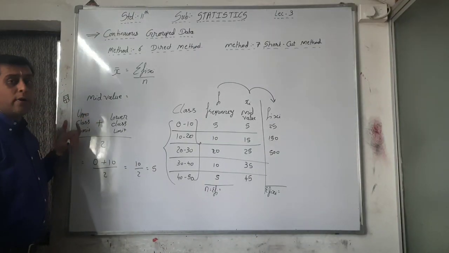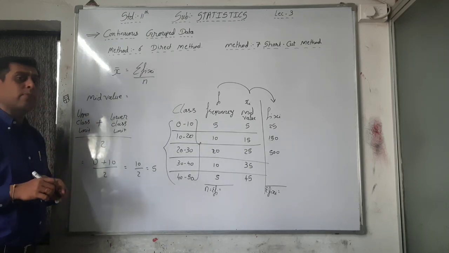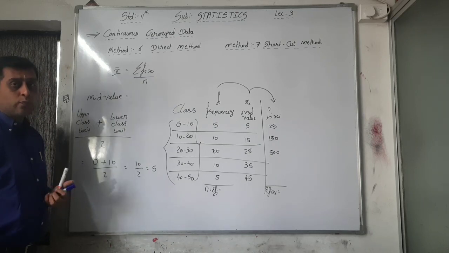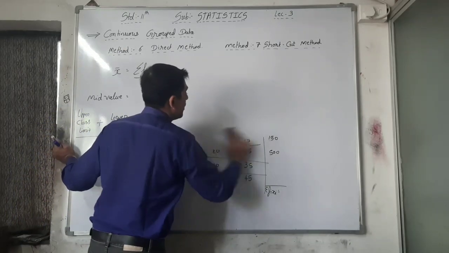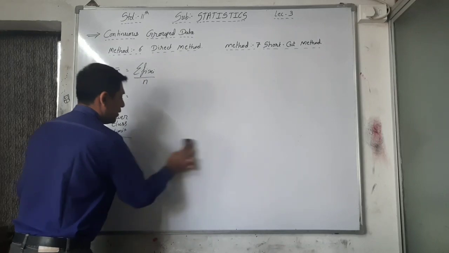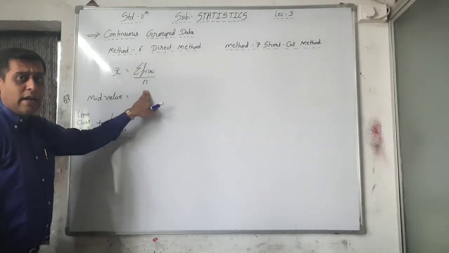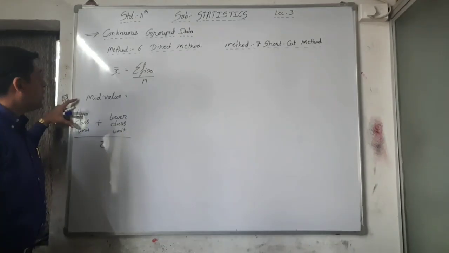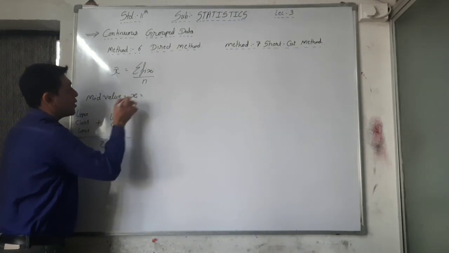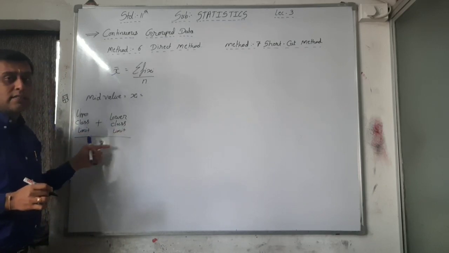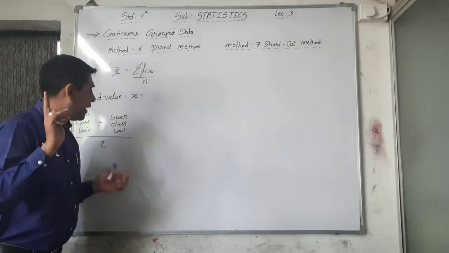mid value is equal to upper class limit plus lower class limit divided by 2, or you can write lower class limit plus upper class limit divided by 2. Okay, so this is the example, but you have to first write the formula. Write down the formula. First of all, x bar is equal to sigma fi xi upon n. This is the same formula as discrete group data, but here for xi, the mid value is equal to upper class limit plus lower class limit divided by 2, or lower class limit plus upper class limit divided by 2.